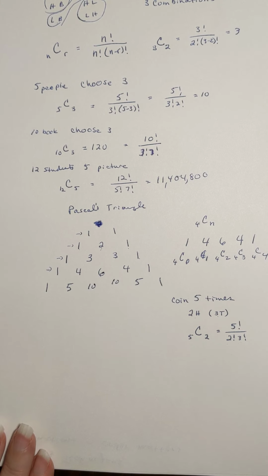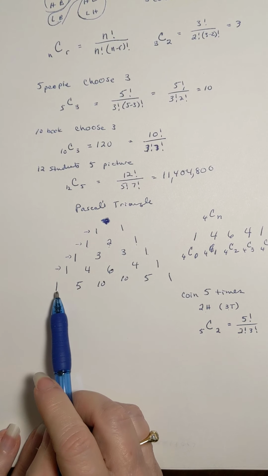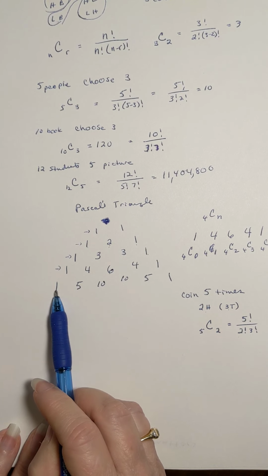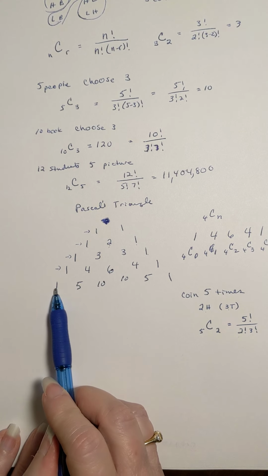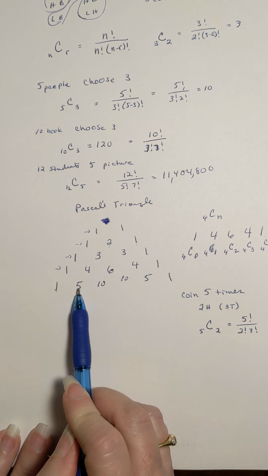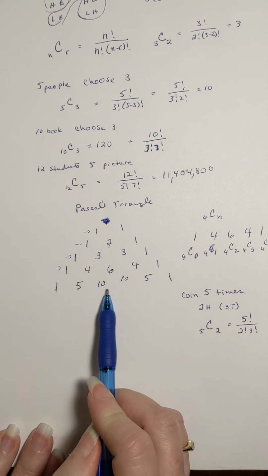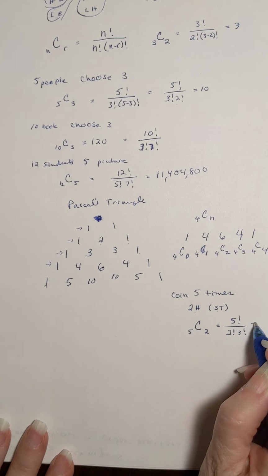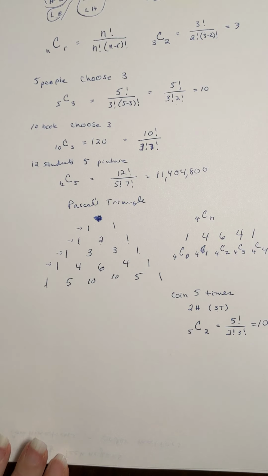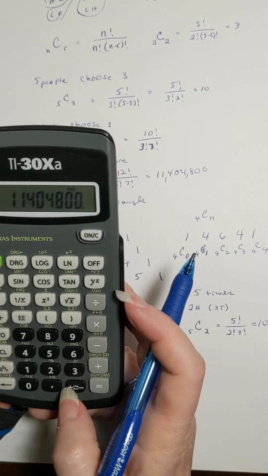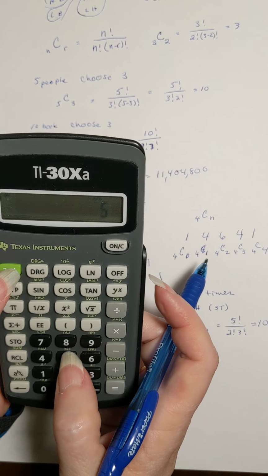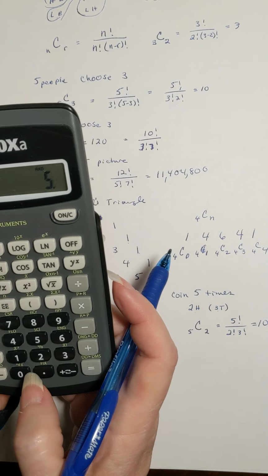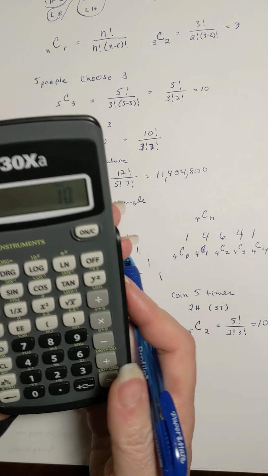Now I can use Pascal's triangle here because this is the 5th row. So this is 5 choose 0, 5 choose 1, 5 choose 2. That's 10. And so the answer here would be 10. All right? So that's one way that you can use Pascal's triangle. And if you do it on your calculator, you will get 10. So I'm going to do 5 combinations and 2. And I get 10.